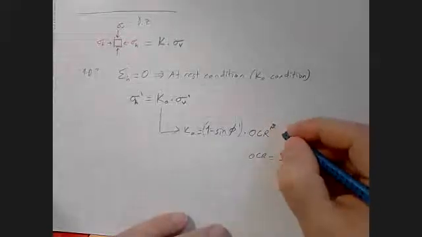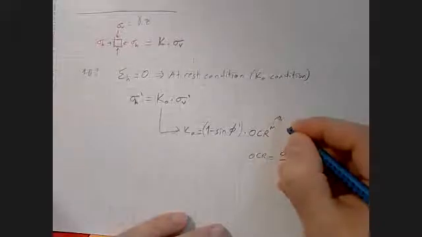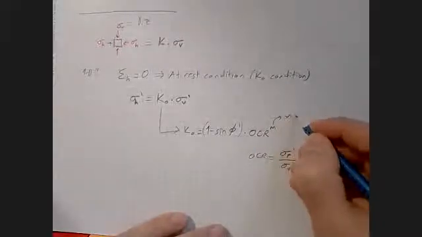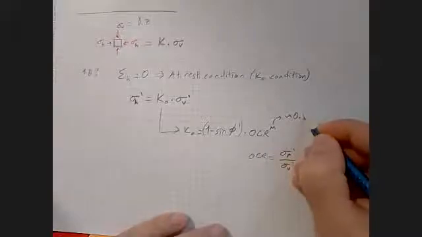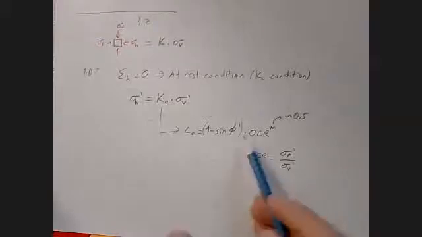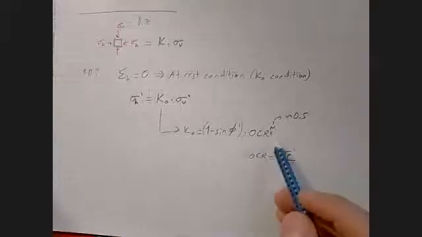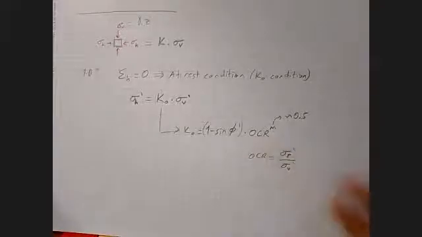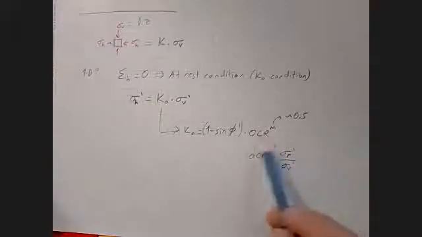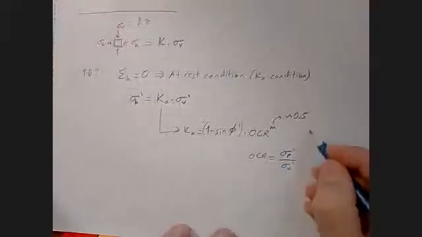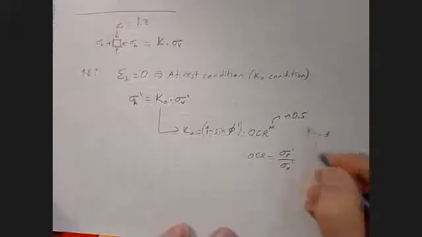And this exponent is usually around 0.5. So this is actually like square root of OCR. You can remember it like that. Yeah, it can be some different numbers as well, 0.4, 0.6, but it is approximately 0.5. So you can remember this as such.